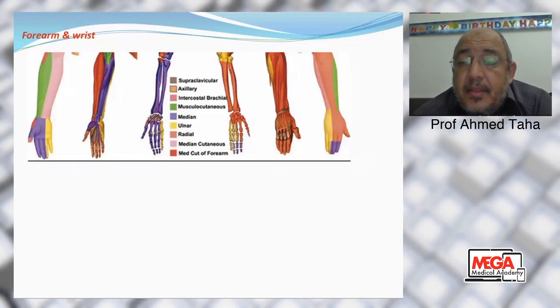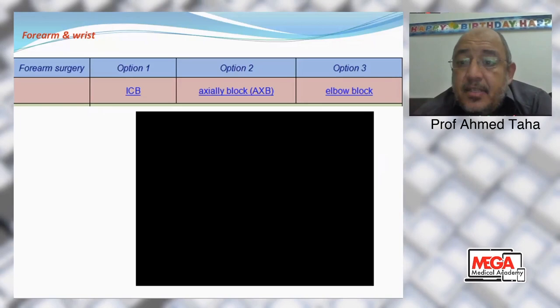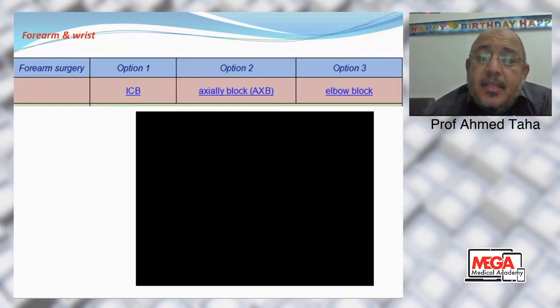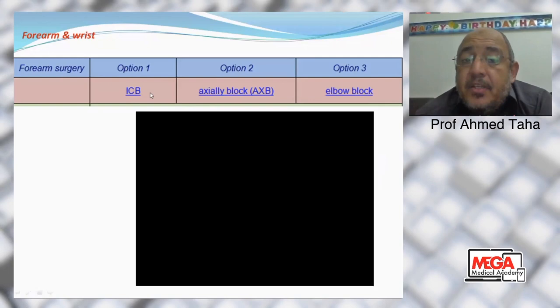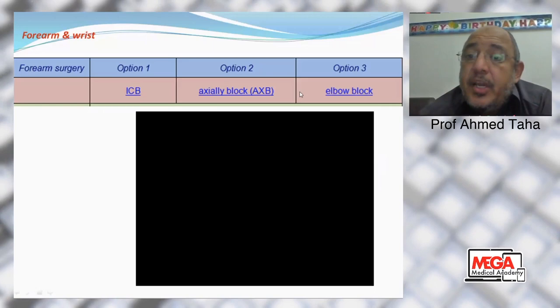The problem with the elbow block is the number of injections. Although the elbow block has a fast onset and the technique is very simple, the number of needle insertions makes it the last choice for forearm surgery. The first choice is the infraclavicular block, which blocks all innervation to the forearm. Axillary can still block it, but as we said, infraclavicular is superior to axillary if there is no contraindication. And lastly, we do the elbow block for forearm surgery.